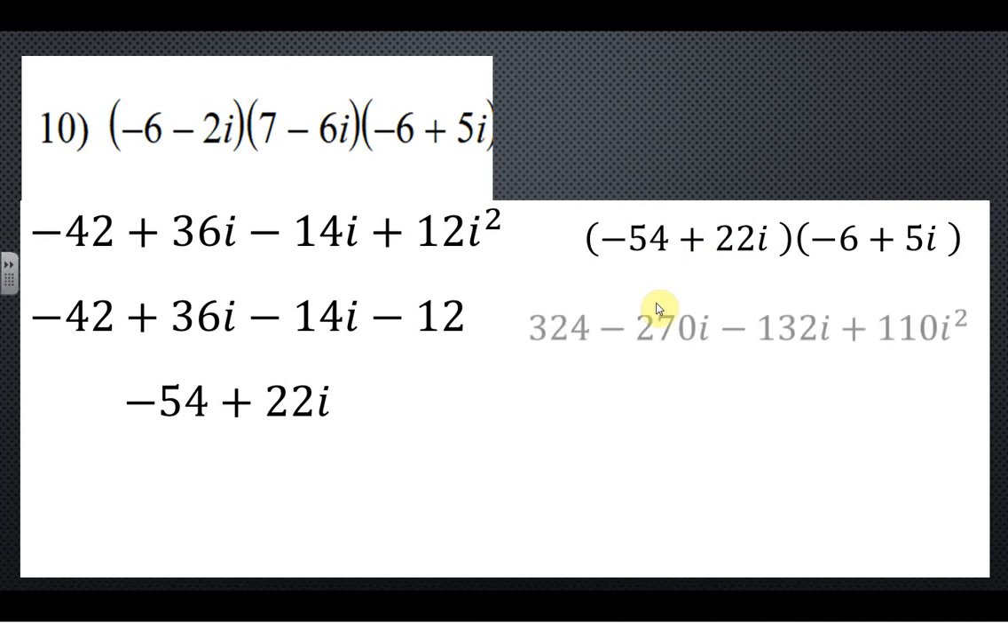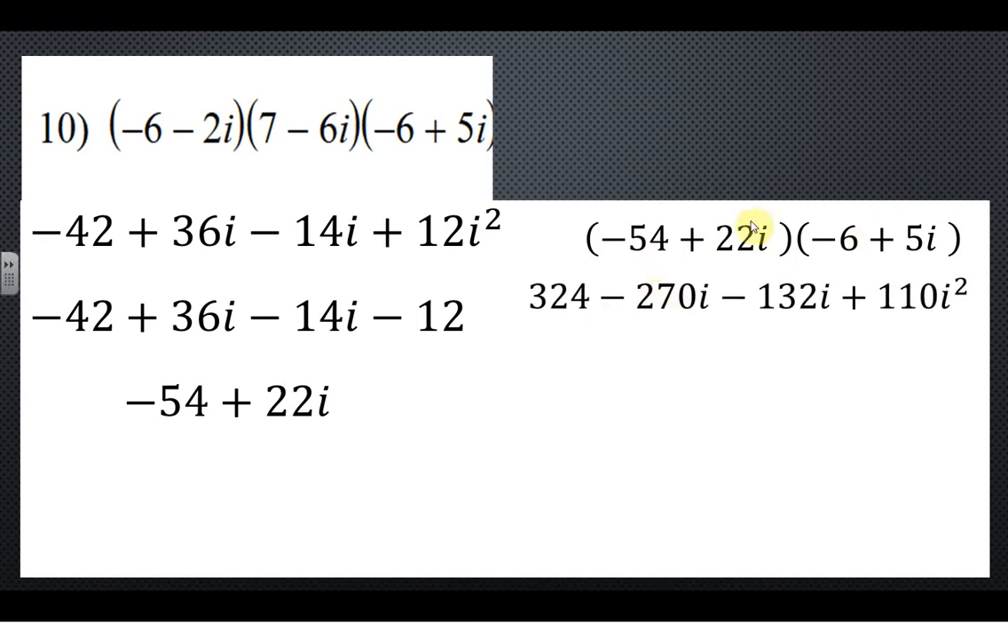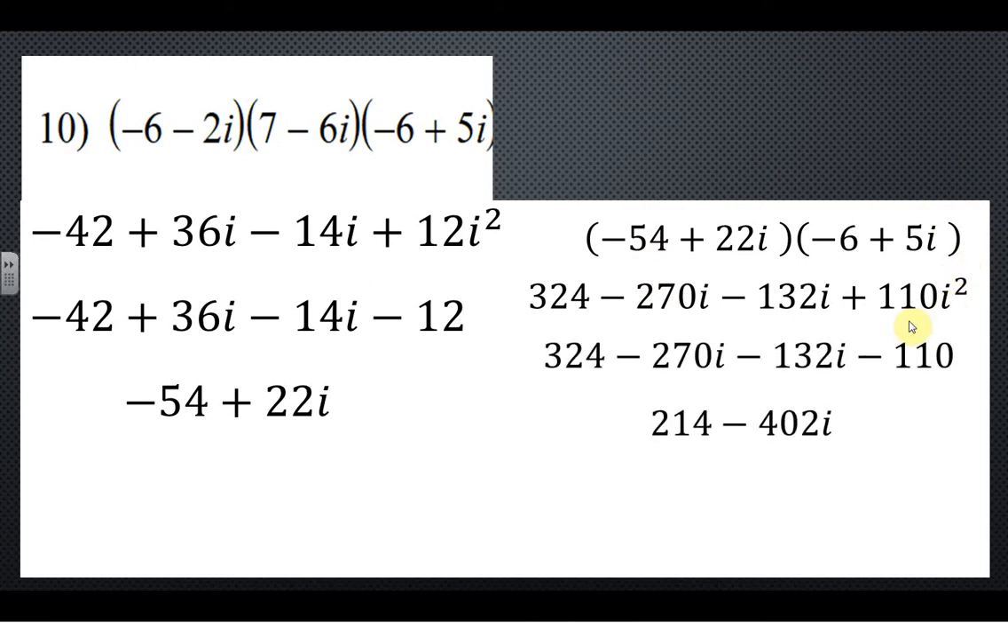So first, outside, inside, last, yields that. Oh, I see an I squared again. I squared is negative 1. Combine your like terms. There you go. That's it. Ladies and gentlemen, that's it.